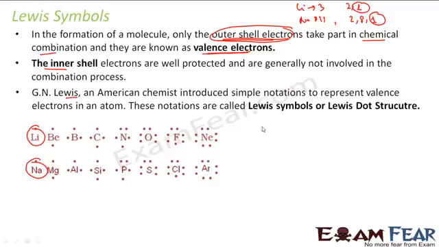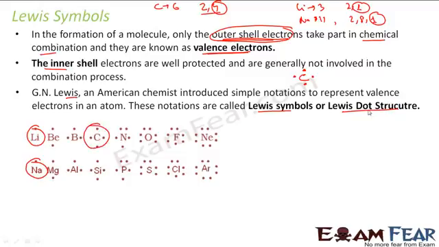Lewis was an American chemist. He introduced a simple notation to represent the valence electrons of an atom, and these notations are called Lewis symbols or Lewis dot structures. The way it works is you just write the symbol of the atom, for example carbon. What is the carbon atomic number? 6, electronic configuration 2 4, so the outermost shell has 4 electrons, so you just put 4 electrons around it like this.